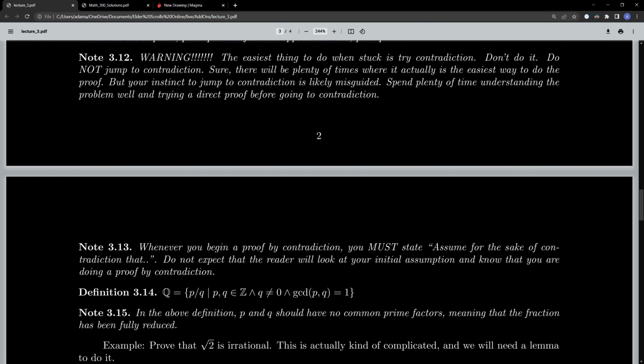The reason, of course, this is so important is because if you don't know it's contradiction, then by starting to prove the negation of what you want to prove, it's a little confusing.